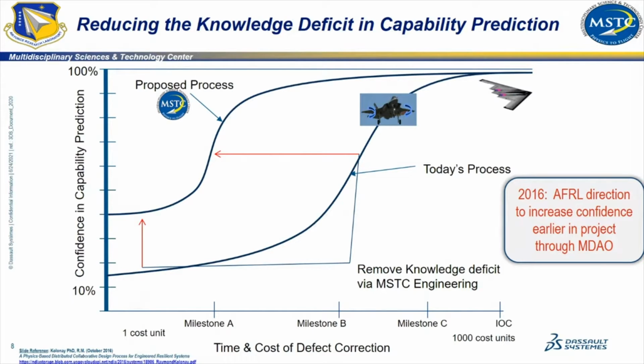However, modern tools for multidisciplinary analysis and optimization can really enable design teams to assess performance, discover potential defects, and really build greater confidence much earlier in the process using digital models and simulation. So the Air Force Research Laboratory and the MSTC within the research laboratory indicates on this slide that this approach really can shift the confidence curve to the left, realizing gains for all stakeholders.